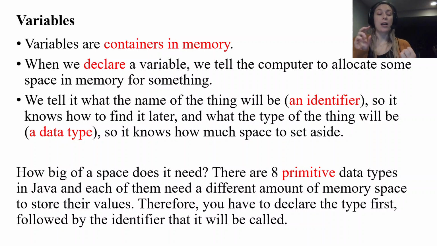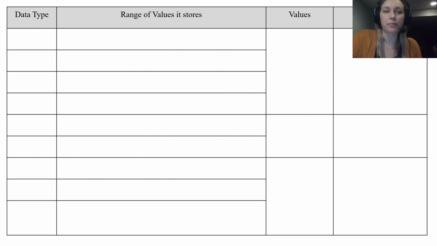So you say, okay, this is the type, this is how much space you have to cut out in memory, and then this is what we're going to call that space, so that when I need to go back to that space later, I have the actual identification for it. So let's go over the 8 primitive types, as well as a special type that we also use in Java.